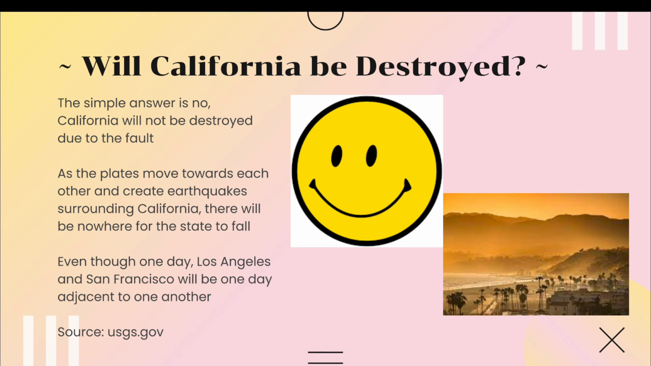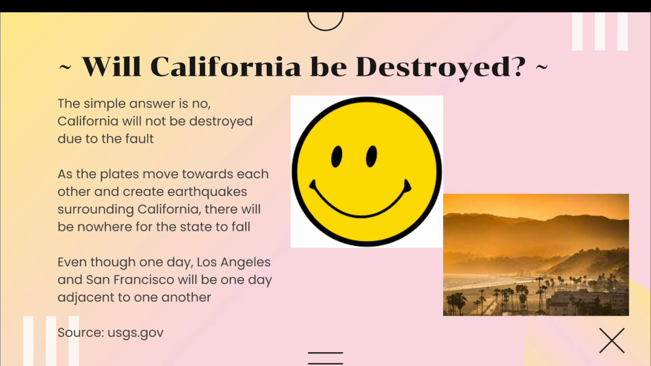As the Pacific and North American plates move closer to each other, there will be a time where Los Angeles and San Francisco will be adjacent to one another. Fortunately, for those who like to travel to California, such as myself, there will not be a time where California will be destroyed due to the fault, since there will be nowhere for the state to fall.